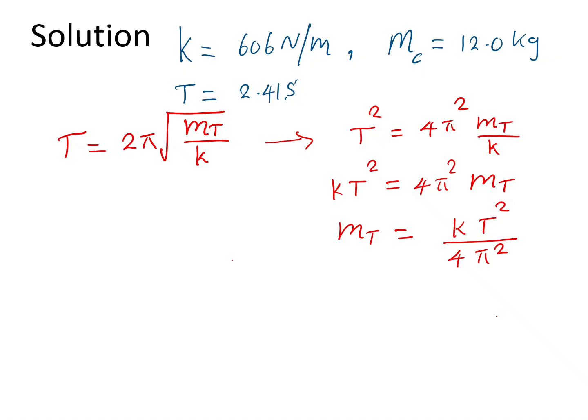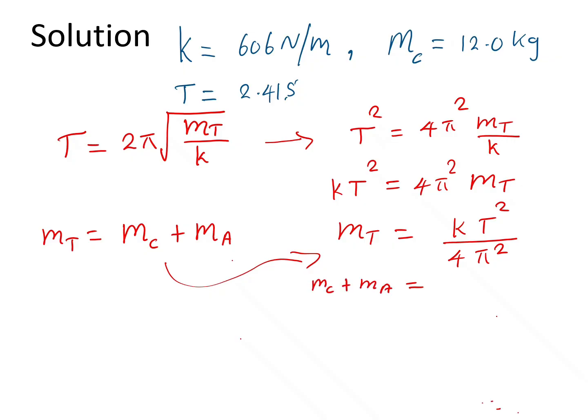And we know the total mass m t is equal to the mass of the chair plus the mass of the astronaut. So we can replace this here. We get m c plus m a equals k T squared divided by 4 pi squared. So from here we get the mass of the astronaut is equal to k T squared divided by 4 pi squared minus the mass of the chair.